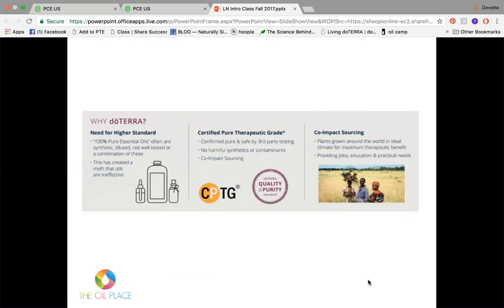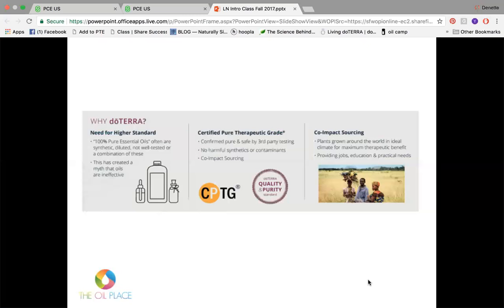So doTERRA doesn't purchase the land over there. What they have is a co-impact sourcing agreement with the farmers over there, the artisan farmers that have distilled lavender and grown lavender for centuries, for generations, and they have an agreement with them that they're going to give them a fair pay. They're going to pay them on time. They're going to help educate, help with fresh water, build schools.